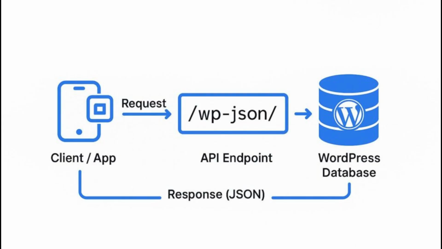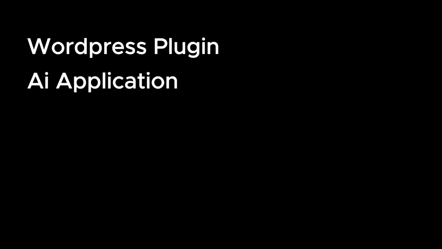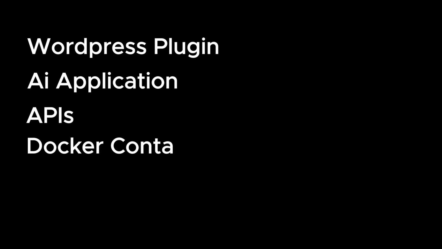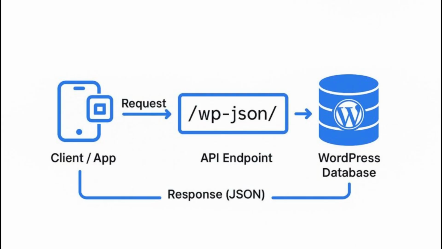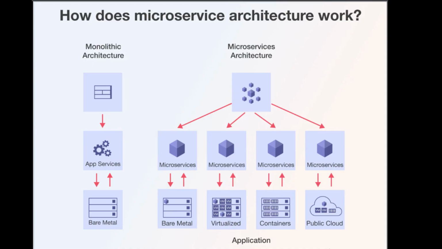So what does this error usually mean? Don't get confused. You will commonly see this error when working with things like WordPress plugins, AI applications, APIs, Docker containers, cloud services, CI/CD pipelines, or even microservices. Basically, anywhere multiple systems need to communicate with each other, this pipeline disconnection error can occur. So let me explain better. If you are dealing with a system where different systems have to communicate with each other before it actually gets to the final stage, this pipeline disconnection error can occur.